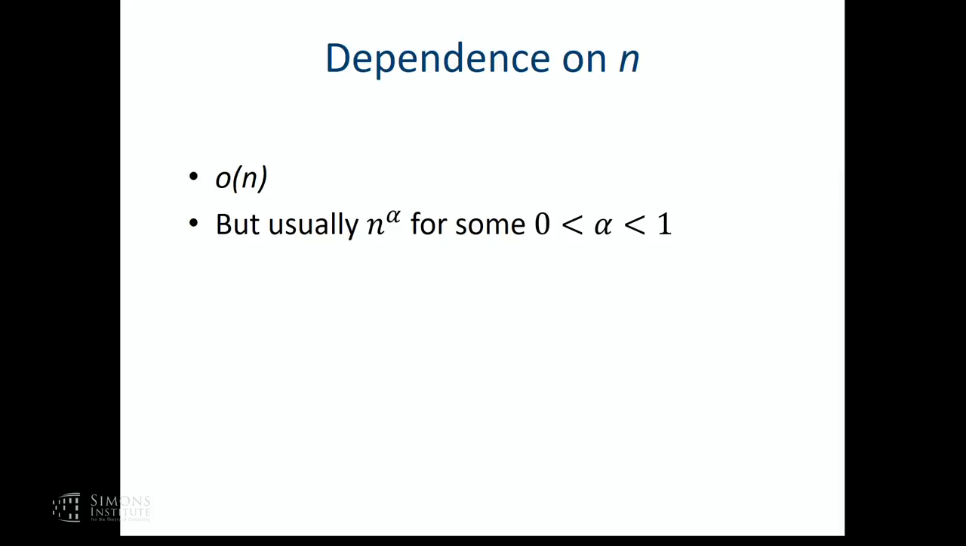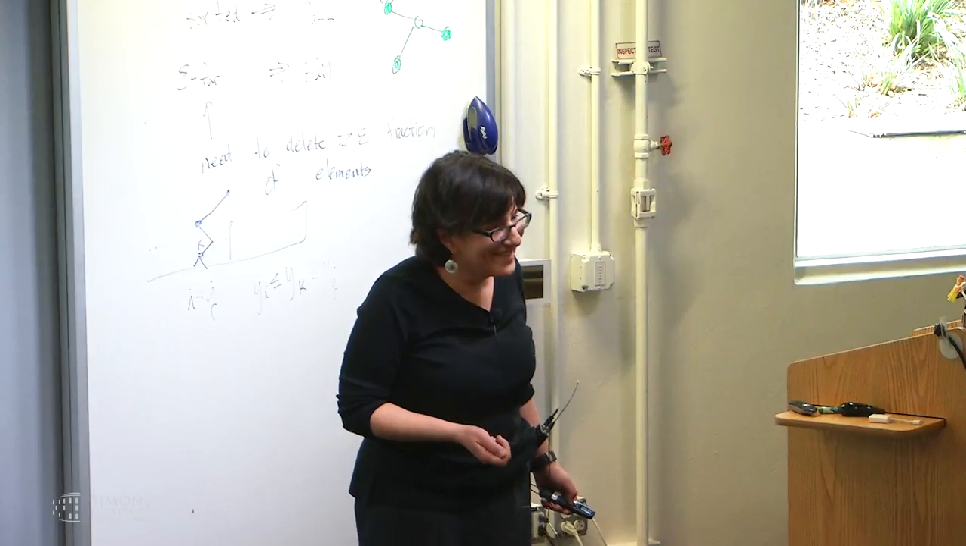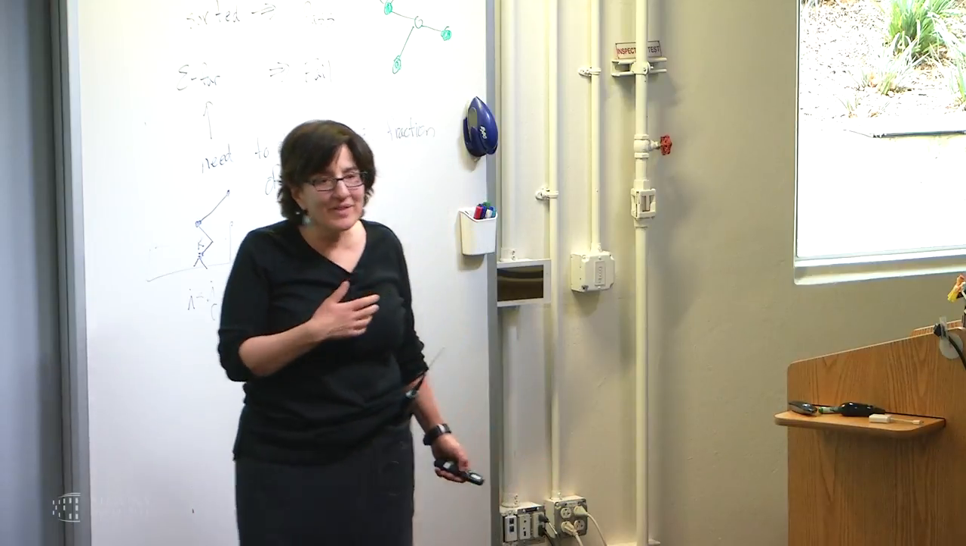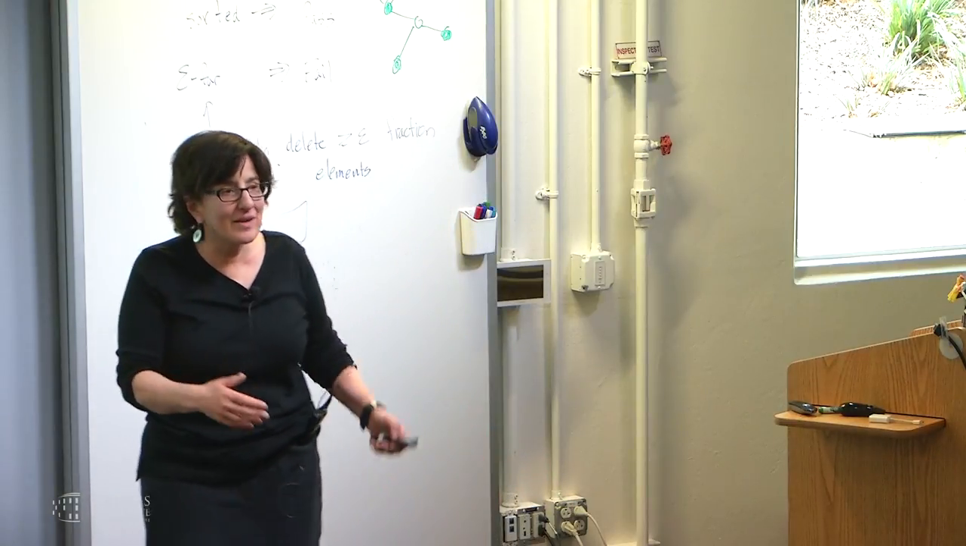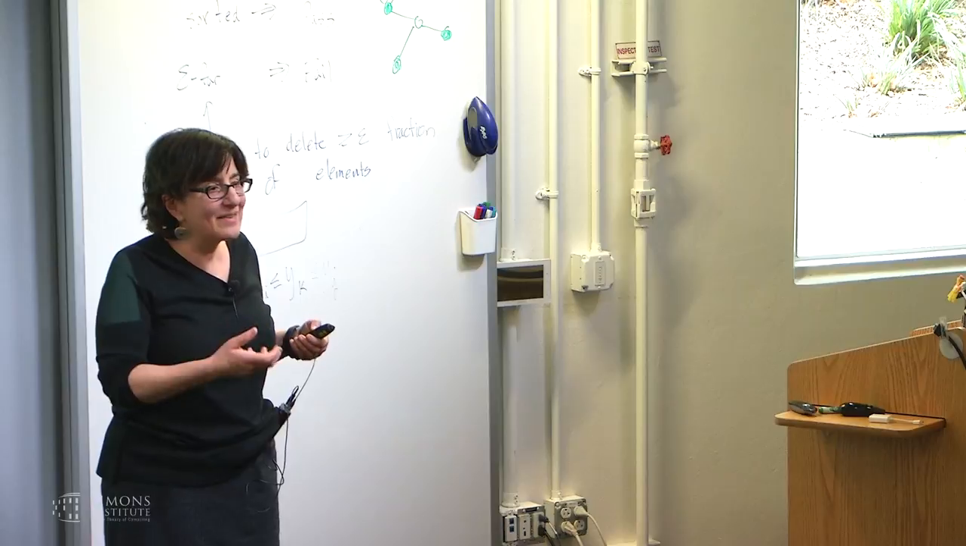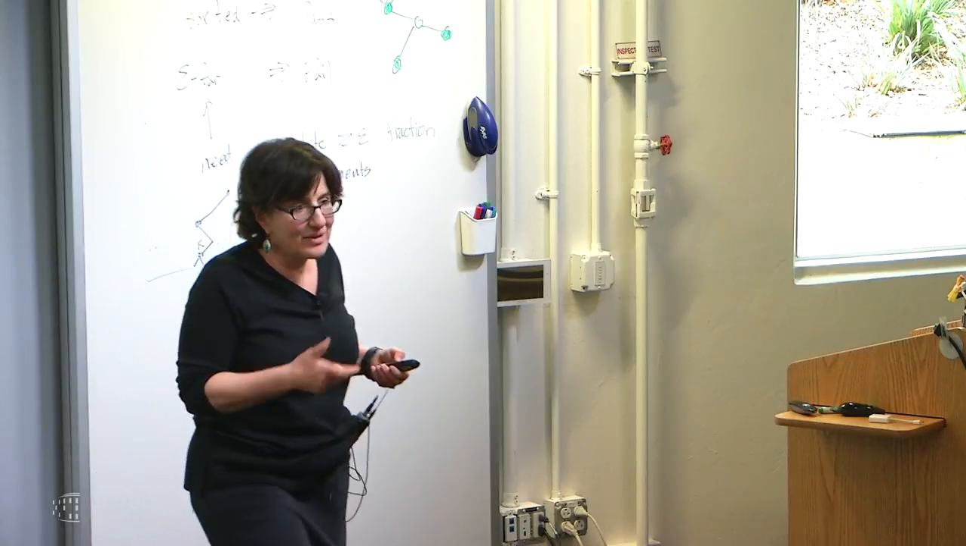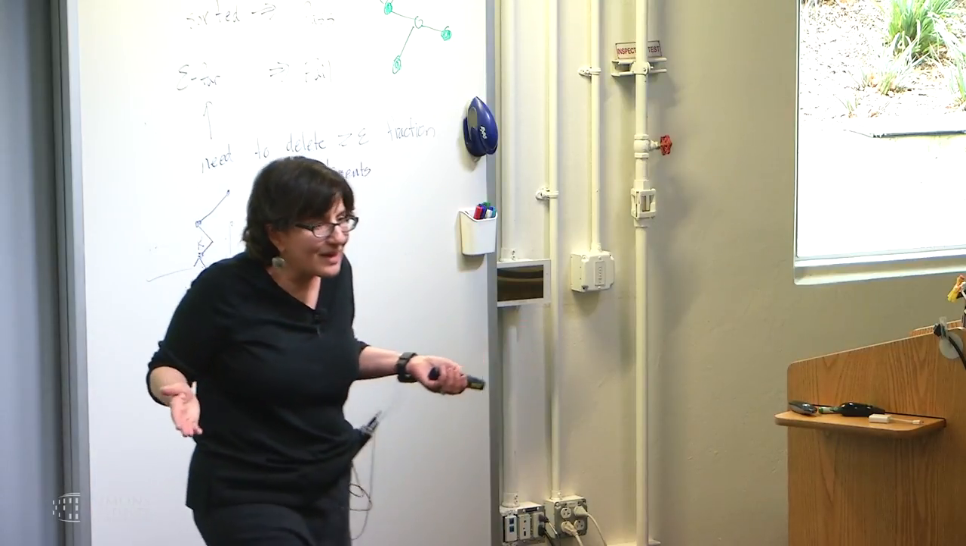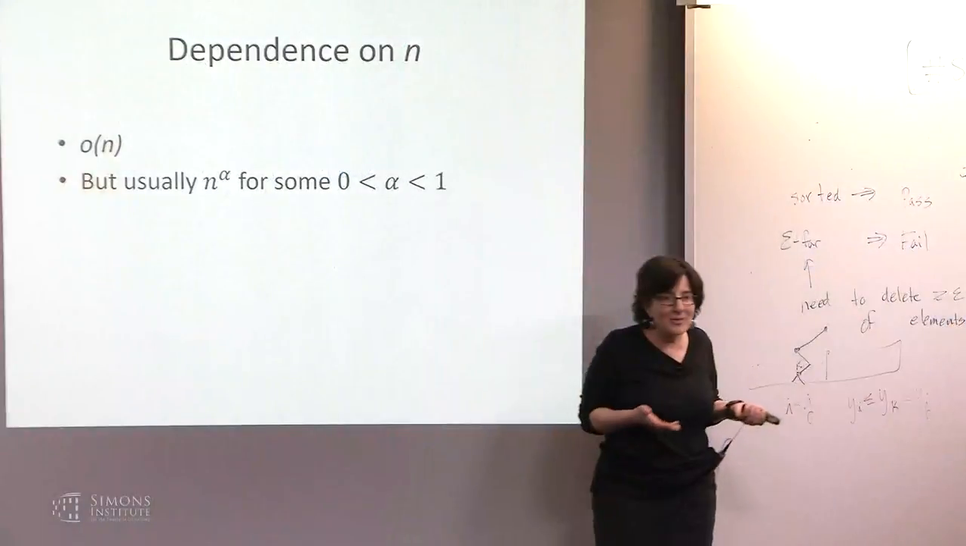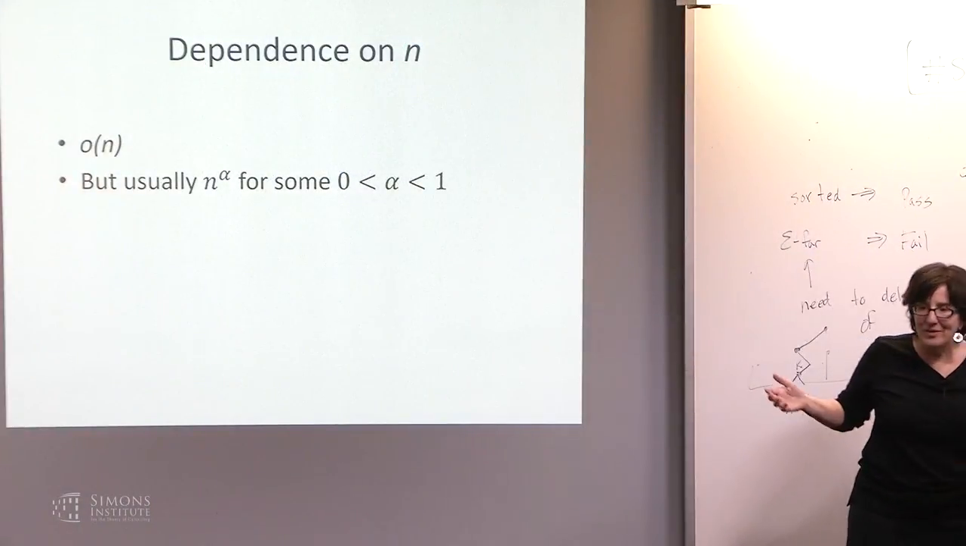So our dependence on n is usually sublinear, but it's usually some n to the alpha for some alpha between 0 and 1. So it's like n to the 2/3, n to the 1/2. If you're trying to test your pseudorandom number generator, that's not good enough. Those cryptographers are always looking for things that are polynomial in the size of the representation of an element of the set. We showed you can't do that. You can't test if a pseudorandom number generator is giving you a uniform distribution.